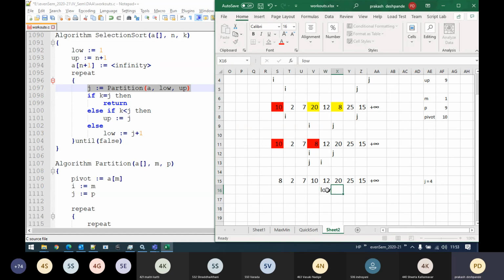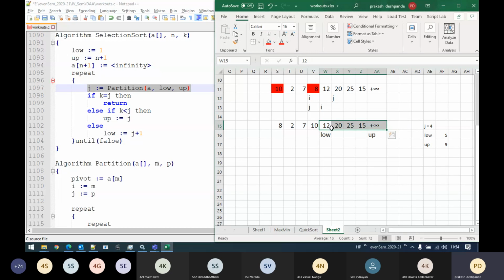Now this low will be 5. The new low value is 5 here, and up will be 9 itself, which is nothing but pointing at plus infinity. This is our up. Now we need to just look into these elements and try to find out the proper value which is best suitable for sixth position. Again, if you look into the code, it will go into the until false loop, so it will repeat again. It will call the partition once again, and when it does, low is passed as 5 and up is passed as 9.